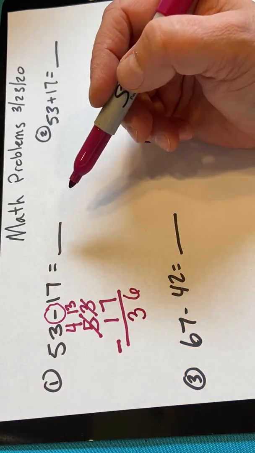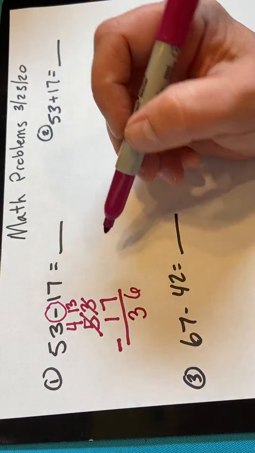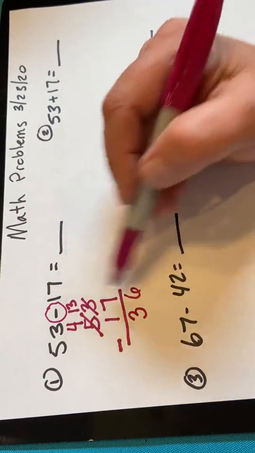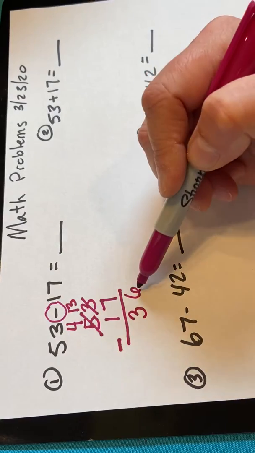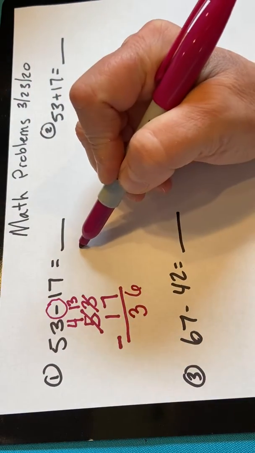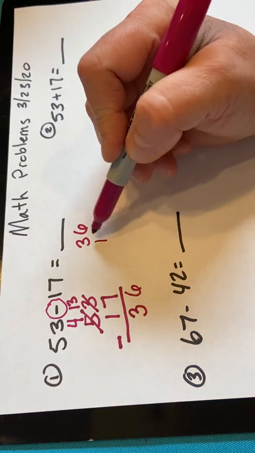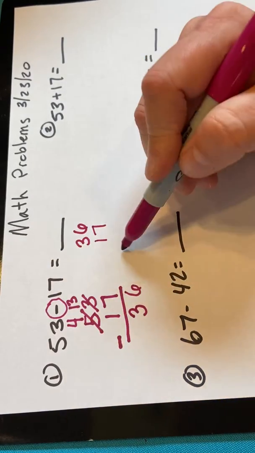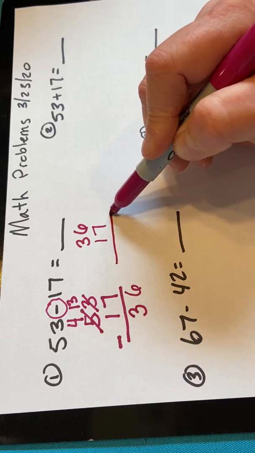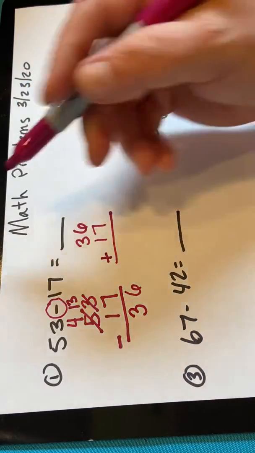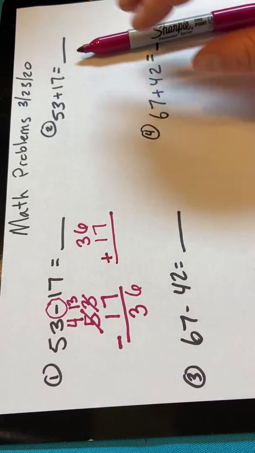Now, for checking subtraction, because subtraction is tricky, that's a lot of work we had to do there. We can take the answer, 36, we can add it to what we subtracted, 17, and it should add back up to 53. So we got a bonus math problem here. It's going to be adding this time. 7 plus 6. Let's do it.